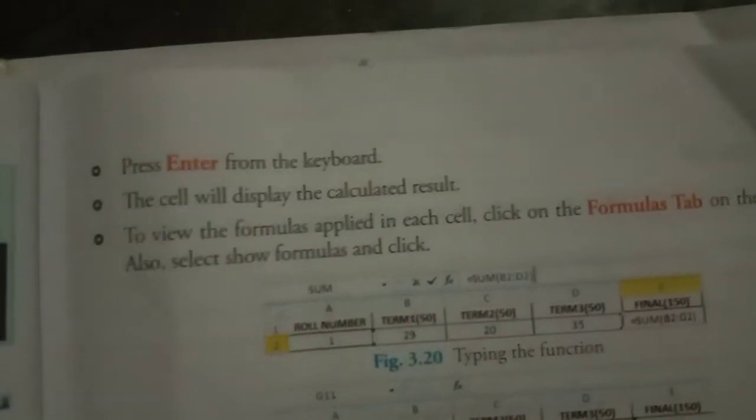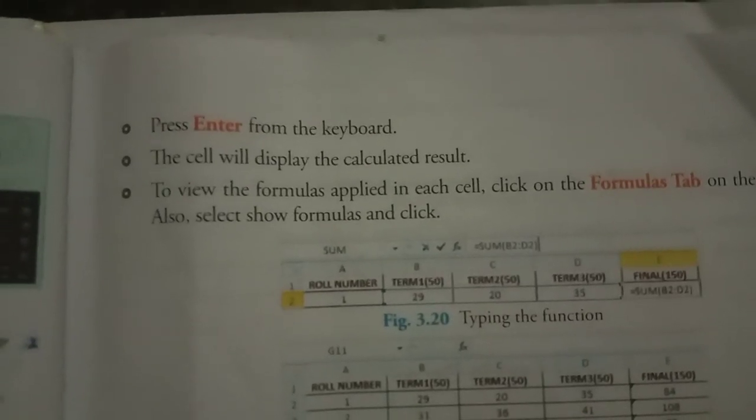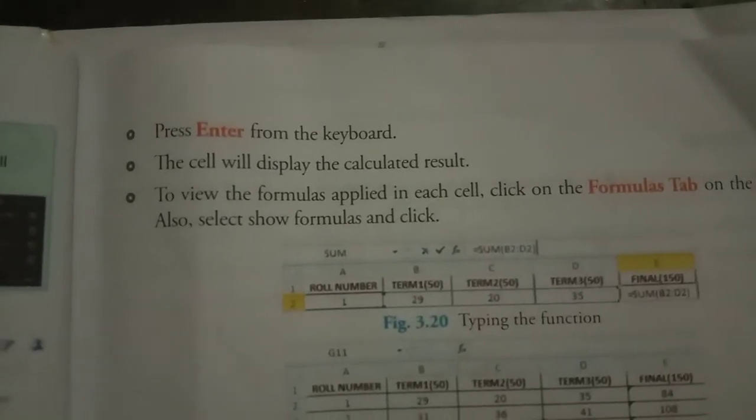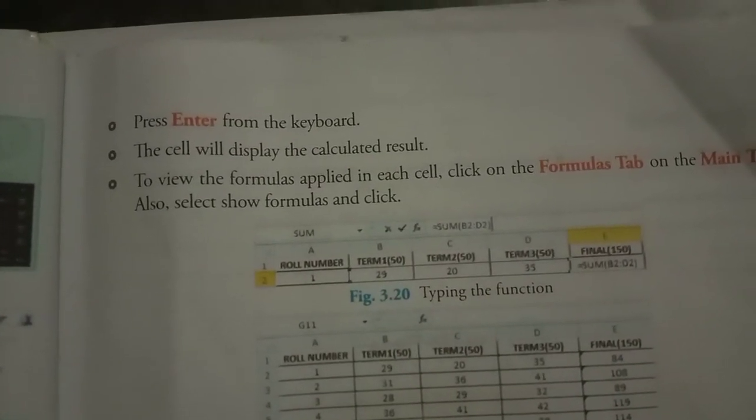The next point is what? Press Enter from the keyboard. After writing the formula, you have to press the Enter key. After the Enter key, automatically you get the result. The cell will display the calculated result.